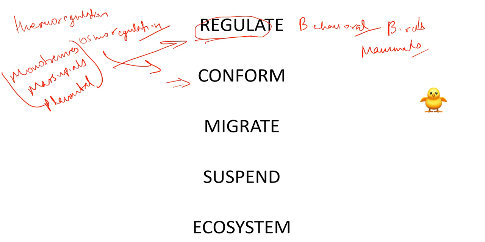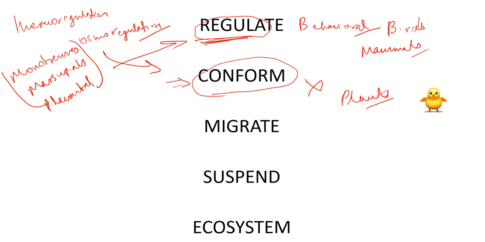In conformity, there are many species which cannot maintain a constant internal environment. For example, almost all plants and the majority of animals cannot completely do this thing, regulate. So they conform. Now what happens in conform, friends? Their body temperature also changes with the change in the temperature of the outside environment. It's not that the outside environment changes and their internal body temperature is constant. Their conditions are also changing with the changing conditions of the external environment.